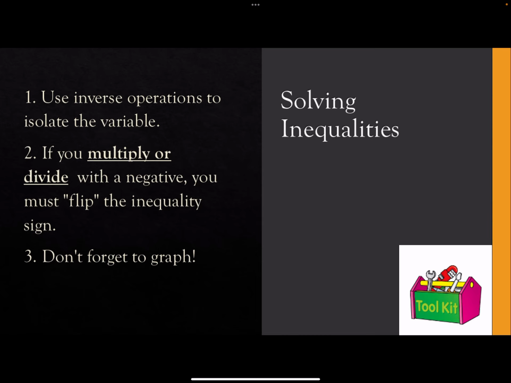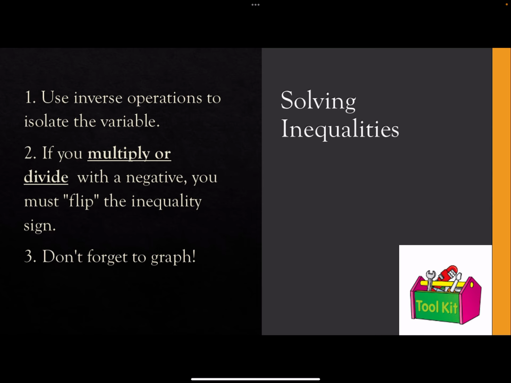Okay, so jot down these steps. You can pause the video if you want to. When we solve inequalities, they're going to be real similar to equations. We're going to use inverse operations to isolate the variable, get the variable by itself, just like we would if it were an equal sign.